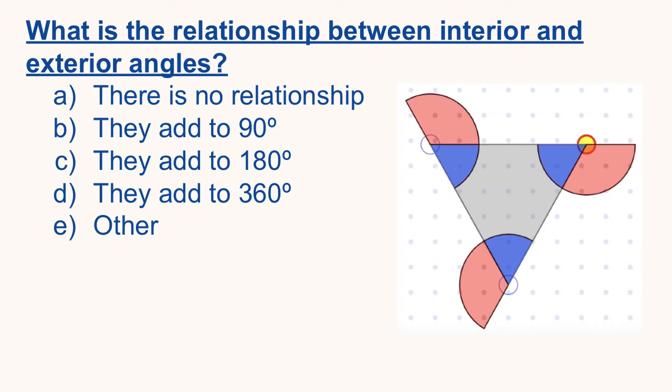So the first question that I have for you is, what do you think is the connection between interior and exterior angles? In this picture, the interior angles are kind of that bluish purple color, and then the exterior angles are that kind of reddish pink color. So see if you can figure out what the relationship would be between the interior and exterior angles. Pause the video, and then when you're ready, you can play again to check your answer.